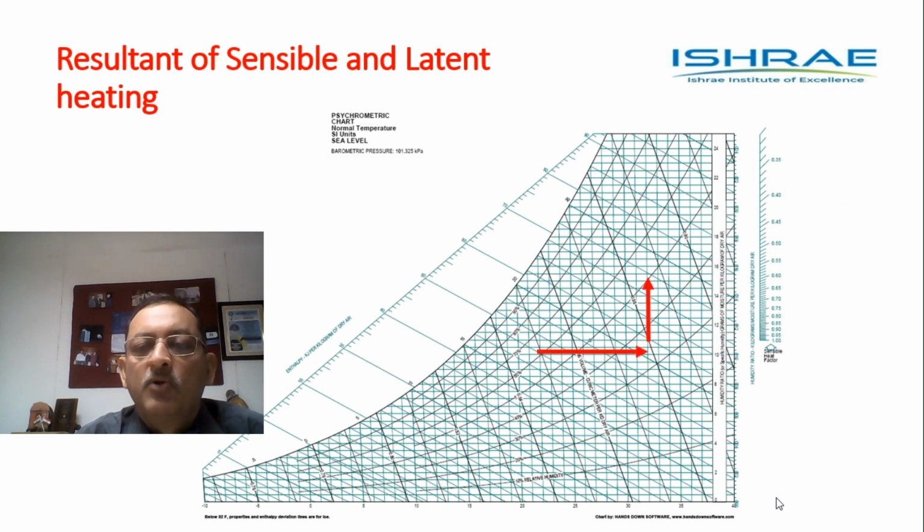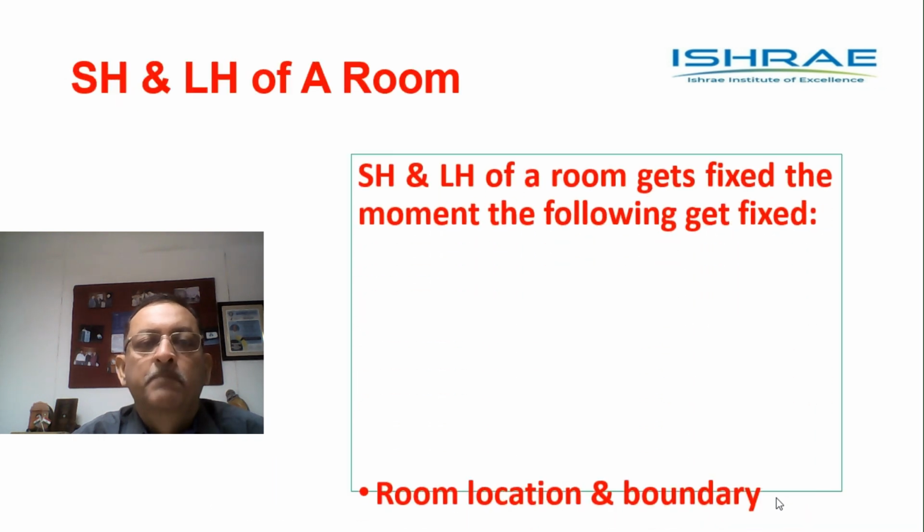Now, when we talk about the combined effect of sensible heat addition as well as latent heat addition, the horizontal arrow is representing the sensible heat addition. The vertical arrow is representing the latent heat addition. And the resultant is being reflected by this hypotenuse, or the resultant line, which is starting from the initial point to the final point.